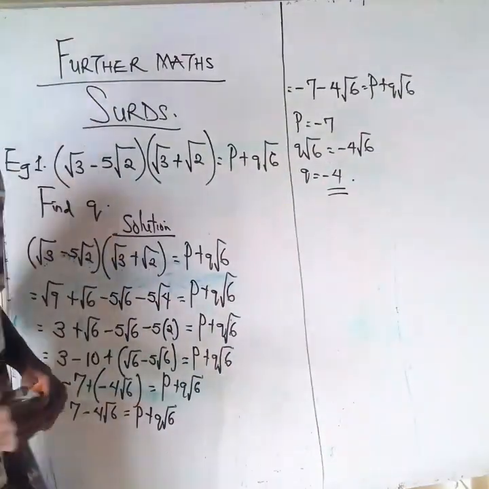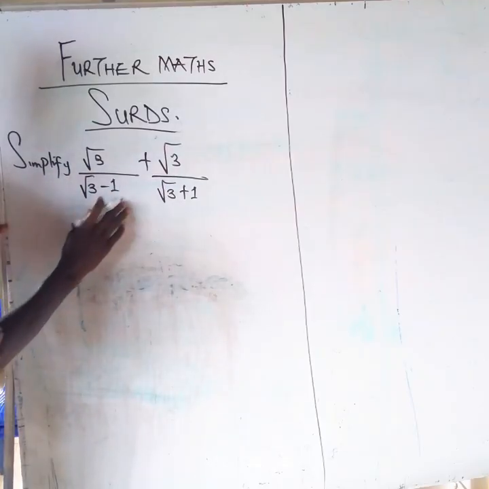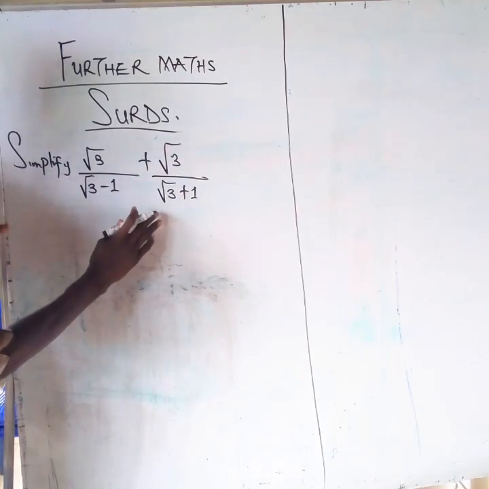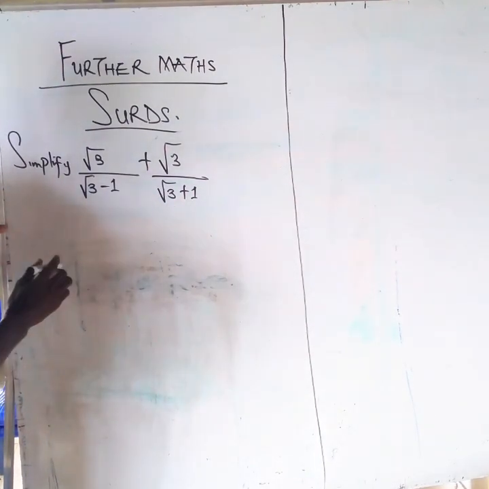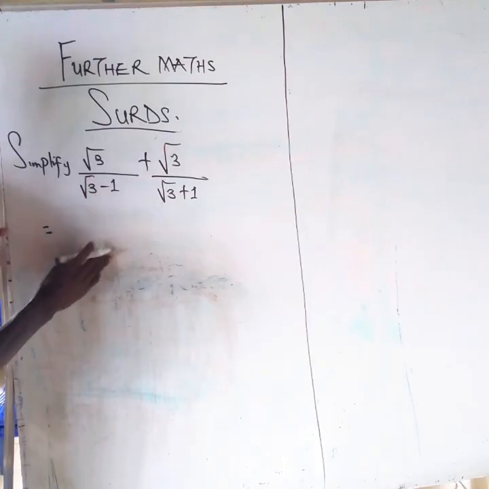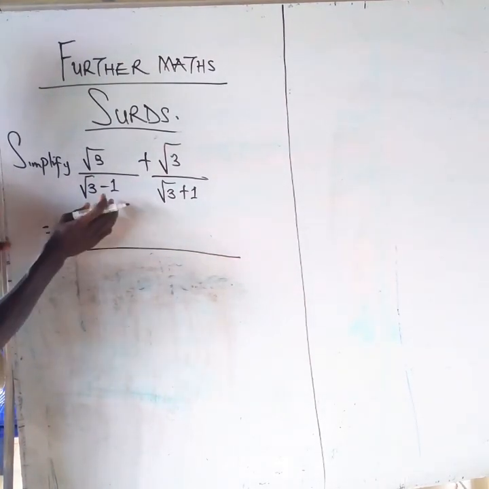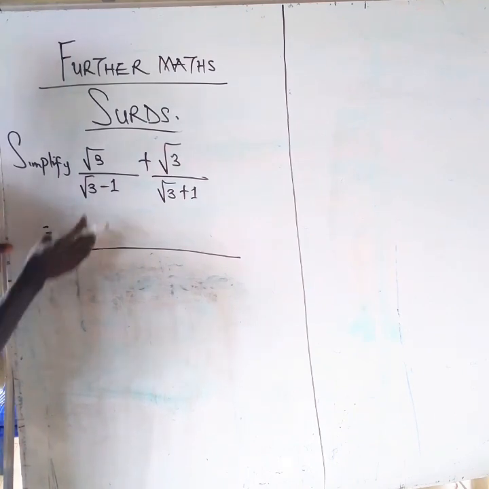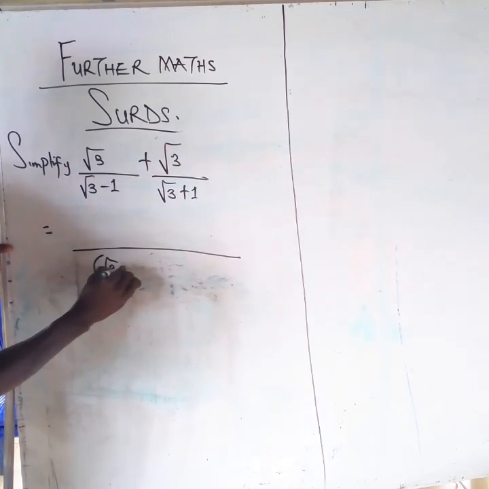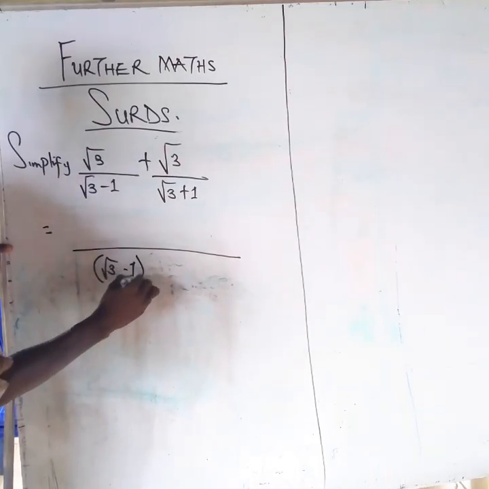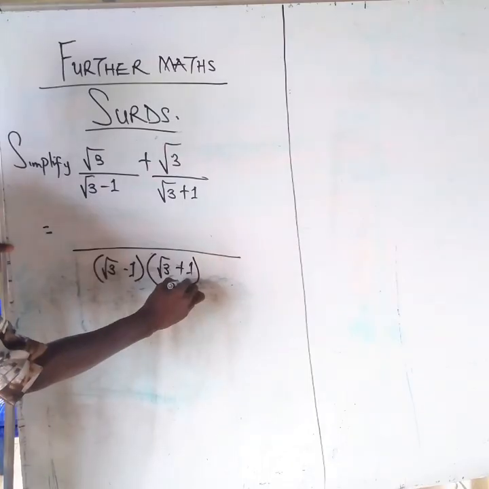That's our answer. The next question: root 3 over root 3 minus 1 plus root 3 over root 3 plus 1. So we are going to solve it. This is a fraction. First you're going to find the LCM of the two denominators. How do you find it? You multiply this and this. So you have root 3 minus 1, and you also have root 3 plus 1.